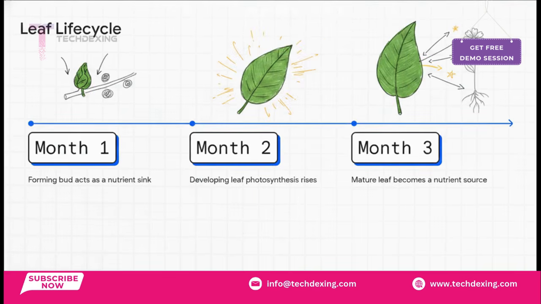Let's look at a fantastic real-world example of this, the coming-of-age story of a simple leaf. A leaf actually begins its life at step 1 as a newly forming bud. At this stage, it's a net nutrient sink. It literally can't produce enough for itself, so it has to pull carbohydrates from the rest of the plant just to breathe and grow. Then, as the leaf develops into step 2, its rate of photosynthesis rises. Finally, by step 3, it becomes a fully mature leaf. It completely flips its identity from a needy consumer to a net nutrient source, proudly supplying sucrose and amino acids back out to the rest of the plant.